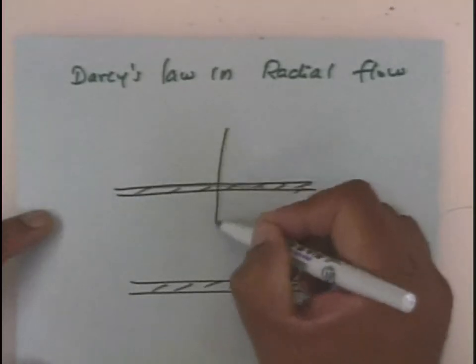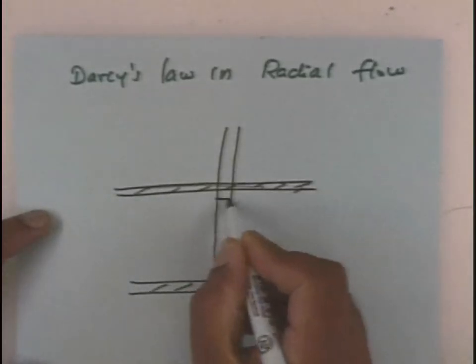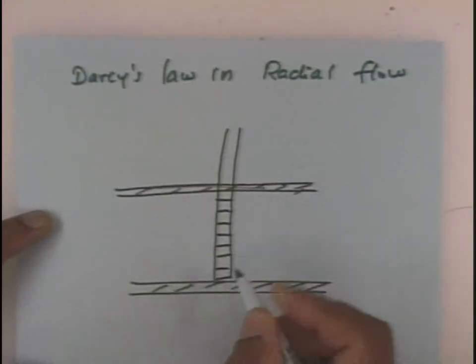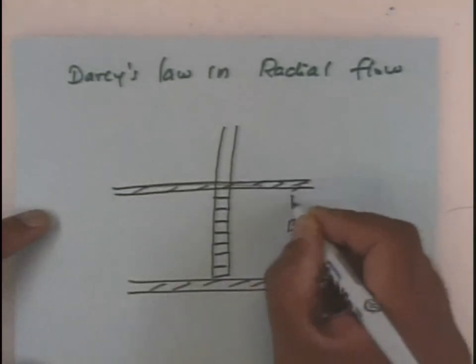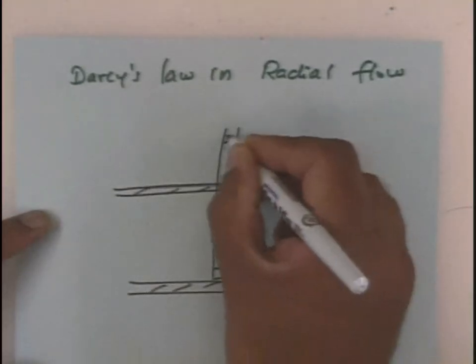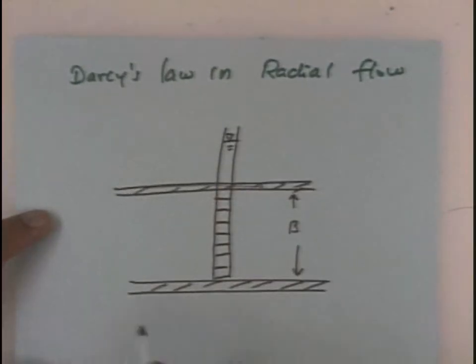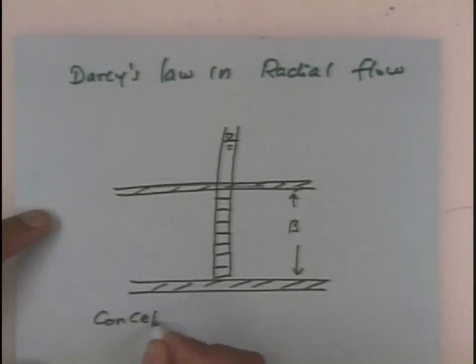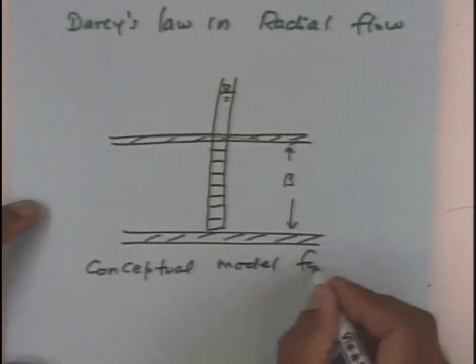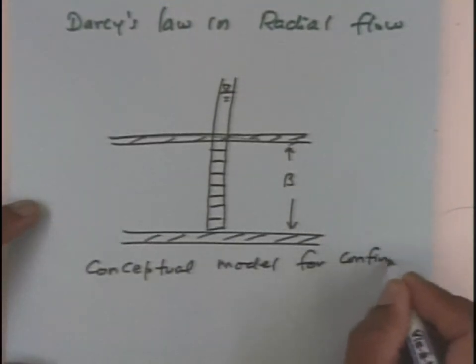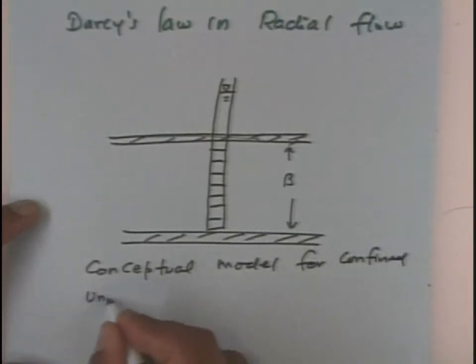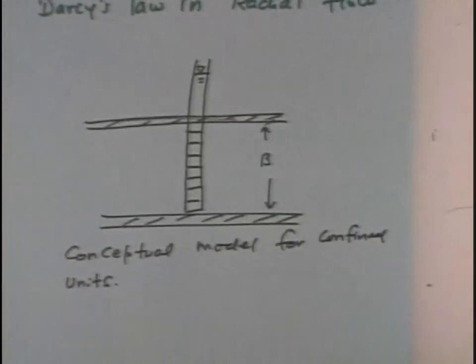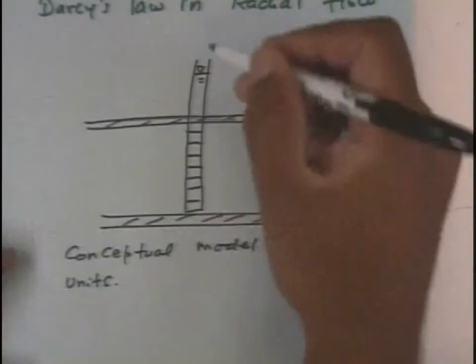And then there will be a well which is screened fully, and the thickness will be B, and the head is always above the top unit. This is a standard conceptual model. There will be a confining unit, top and bottom, and there's a thickness. The head is always above, and there will always be a well.